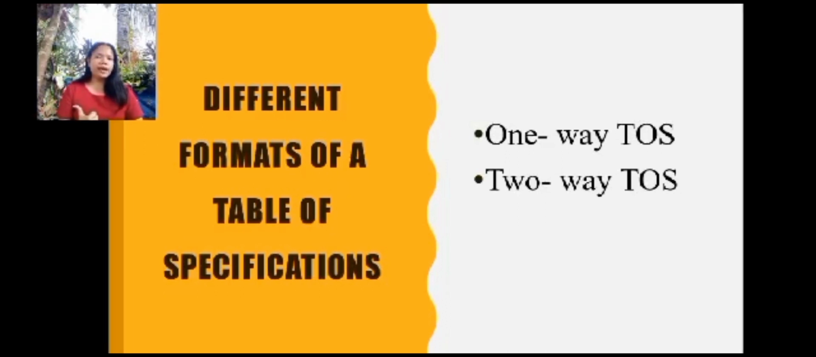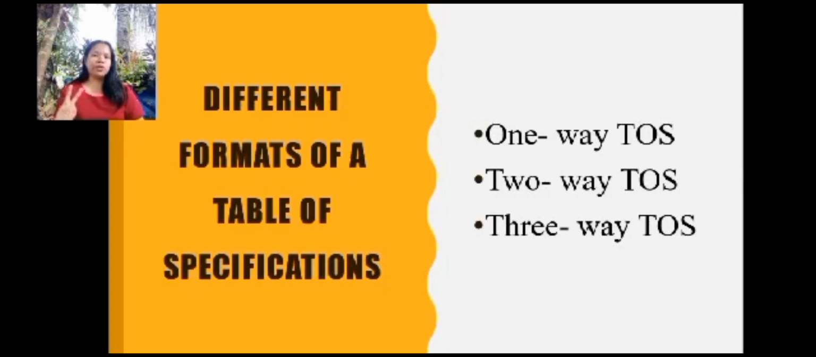So the next one is the three-way TOS, a further extension of the two-way table by incorporating a third dimension, weighting or importance given to each instructional objective. It allows educators to prioritize the objectives based on their relevance and significance in achieving the desired learning outcomes. So this table typically has 4 columns, one for objectives, one for content or strategies, one for cognitive levels, and one for weighting.